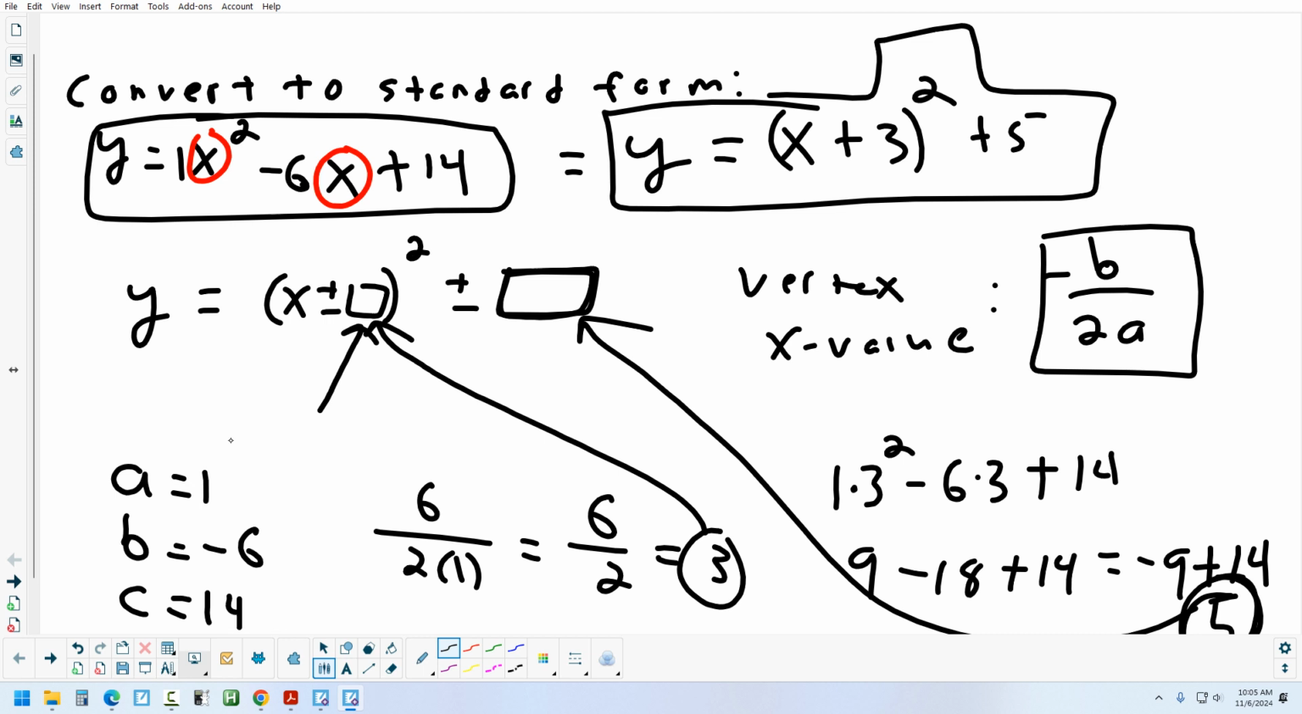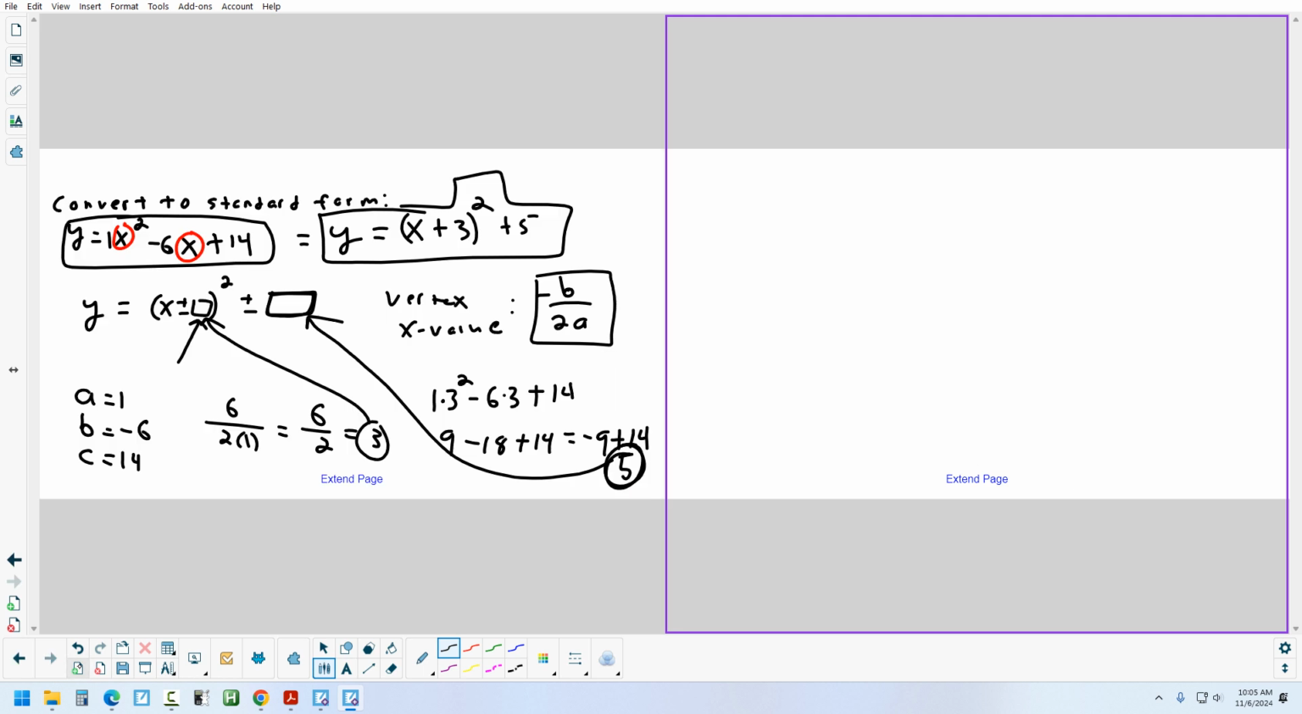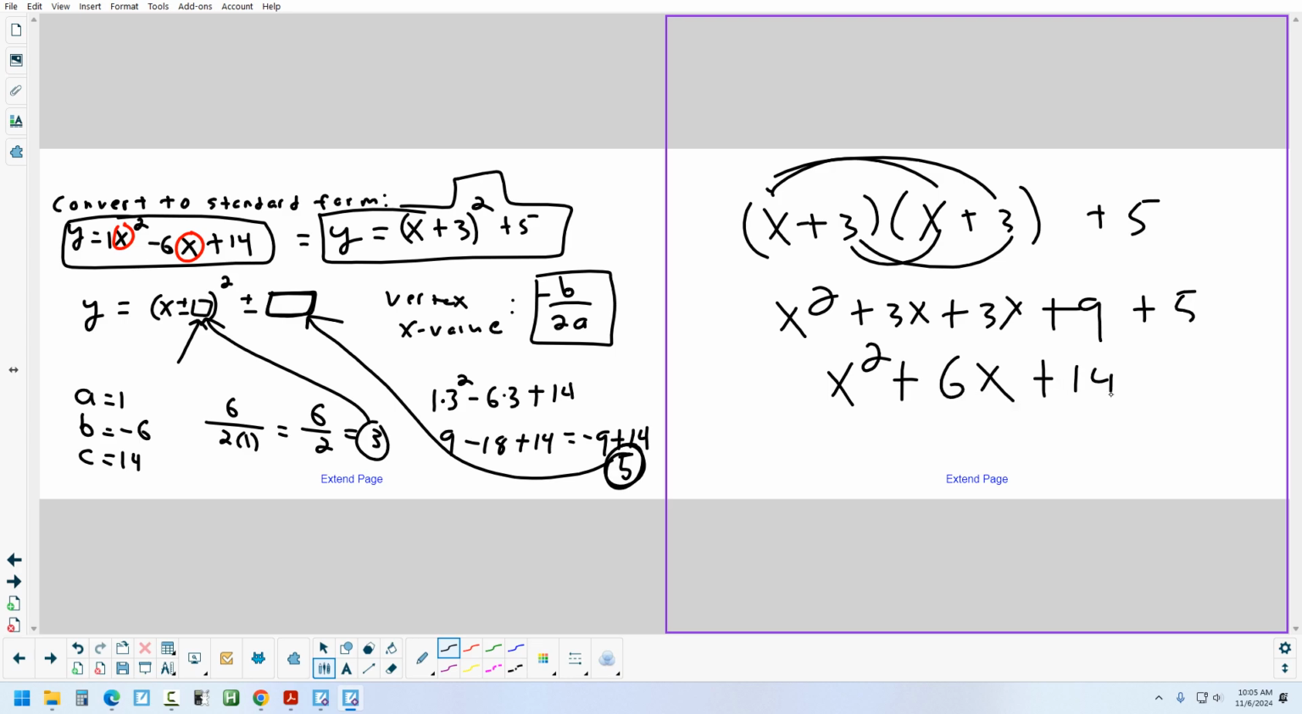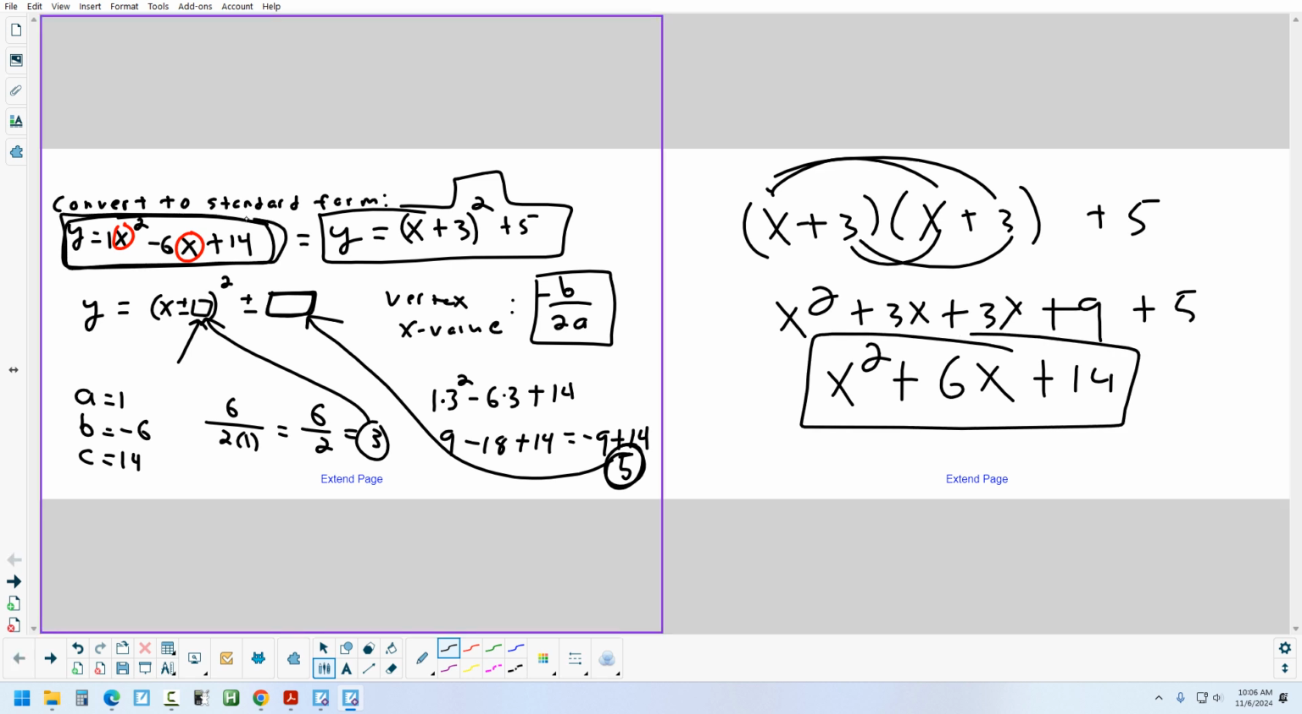If we wanted to check it, we could FOIL that out and see what we get. So let's do x minus 3 squared, and then plus 5 on the end. X squared minus 3x minus 3x, 3 times 3 is 9, plus 5. Minus 3x minus 3x gives me minus 6x. And 9 plus 5 gives me 14, which is exactly the problem I started with right over here. So now we know that this is correct.